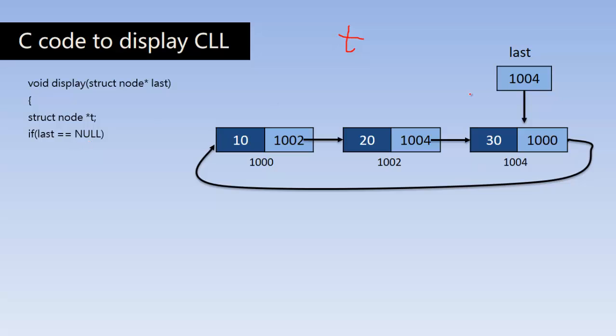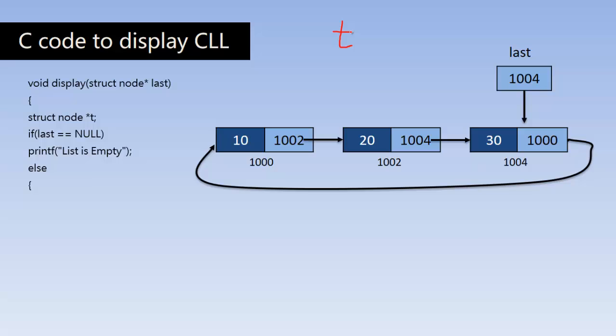If last equals null, that means the list is empty, right? So in the beginning, if there is no node in the list, by default last has the value null. That means there is no node in the list. So in that case, we will tell the user the list is empty, right?